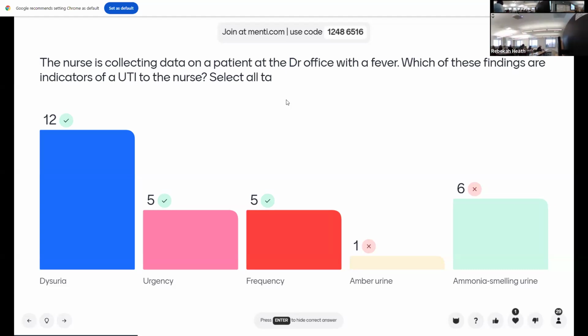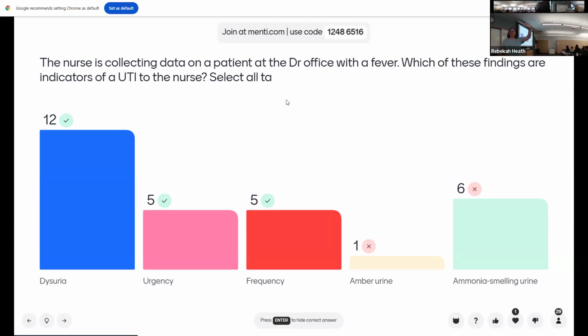Ammonia smelling urine. I think some people got a little bit tripped up because oftentimes with urinary tract infections, the urine might smell foul. And it's such a general term. It's a bad smell, but it's not ammonia smelling. Ammonia smells more often are associated with liver type issues. So if I smelled ammonia, I wouldn't think infection necessarily.